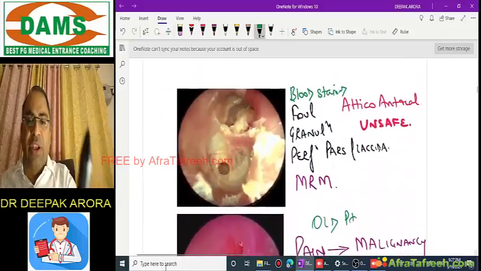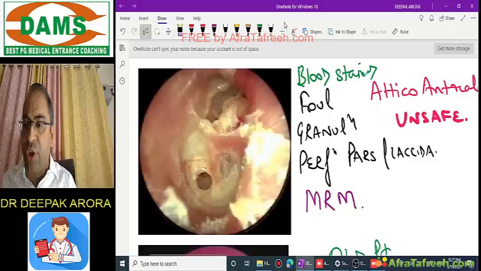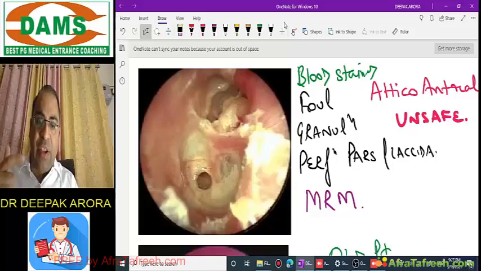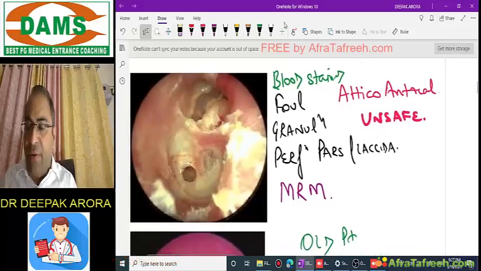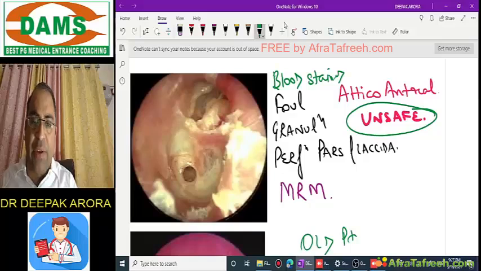Coming on the next image, if the examiners show you there is a perforation in attic region, a perforation in the upper part, the foul smelling discharge, there is a blood stained discharge, there is a granulation, we label the patient as atticoantral ear. We label the patient as unsafe ear. Just remember this point. Blood stained discharge, foul smelling.